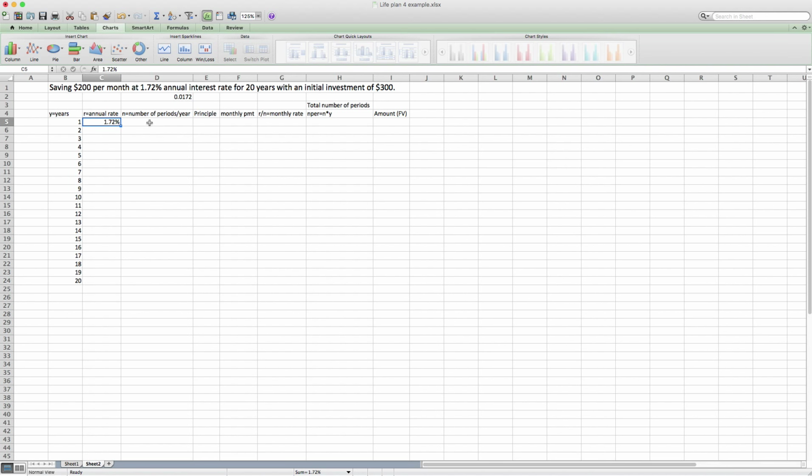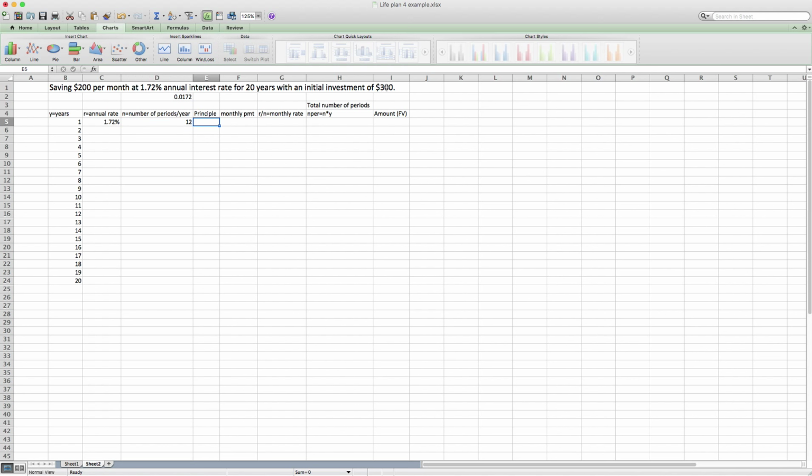Maybe we'll do that. Now, N is the number of periods that you are going to compound within the year. So if we're going to compound monthly, the number of periods will be 12. If we were going to compound daily, it would be 365. If we were going to compound quarterly, N would be 4, and so forth. But we're doing it monthly, so we have 12 N periods a year.